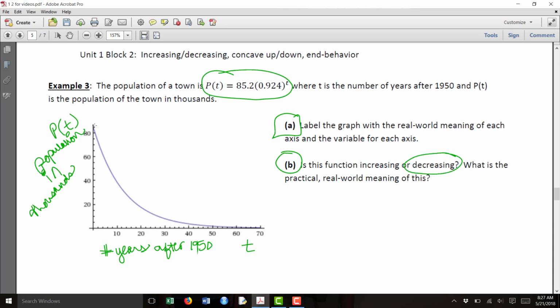It's definitely decreasing. As we travel left to right, the function does go down. So what's the practical real world meaning of this? We're saying as we travel from left to right, meaning as the years increase after 1950, then the function height goes down, meaning the population in the town goes down.